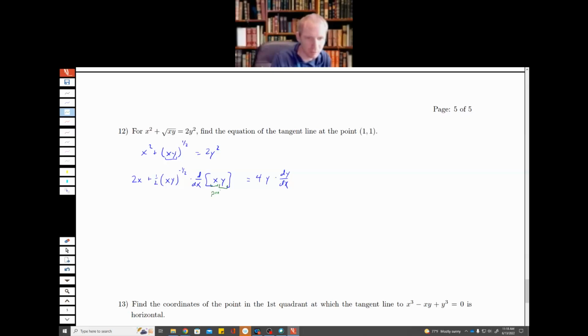This is a product rule. Okay, so this other stuff I'm just going to write out. So in parentheses, I'm going to do the product rule. So we have the derivative of the first times the second plus the first times the derivative of the second. Derivative of y we write as just dy dx.